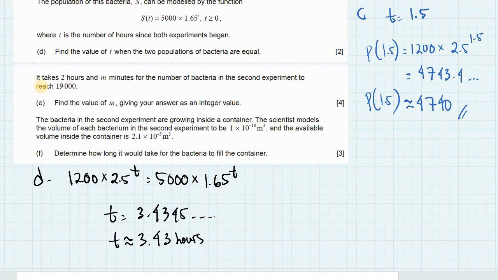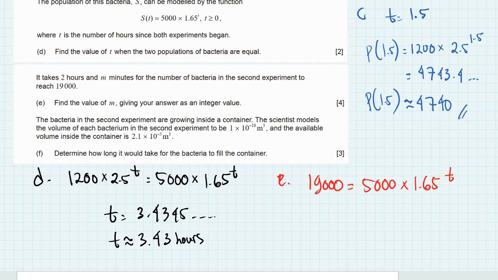E, it takes 2 hours and m minutes for the bacteria in the second experiment to reach 19,000. Find the value of m, giving your answer as an integer value. Now, this one we have to find in minutes. Okay, let's do question E here. Question E. So the population is 19,000. So 19,000 is equal to this one, 5,000 times 1.65 to the power of t.